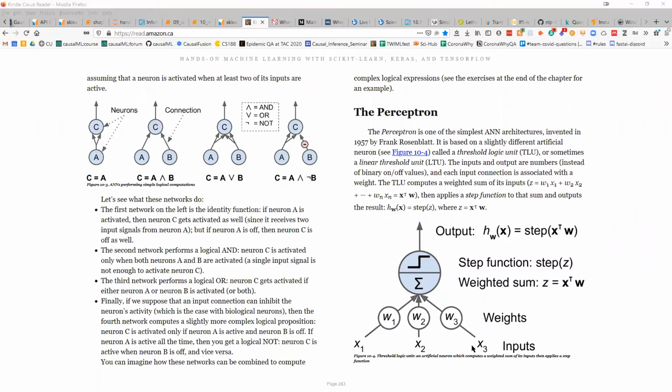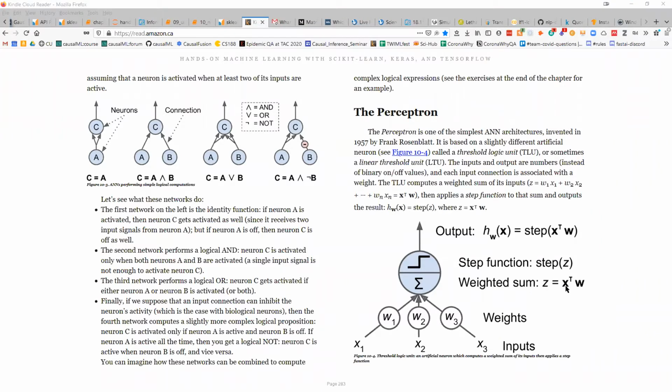The inputs are numbers, which are just like the values of something. And then there are weights associated with each input. And the weights, in some sense, control the strengths of the inputs. So this is a generalization of this simple model here. The inputs are combined by means of a dot product with their weights. So you take a weighted sum.